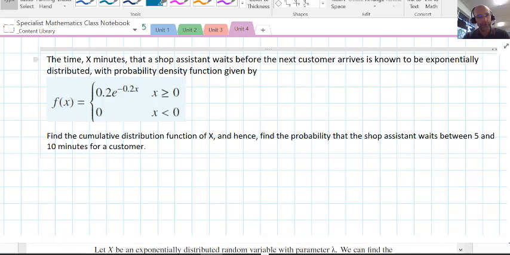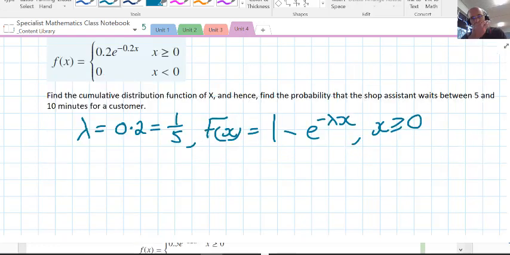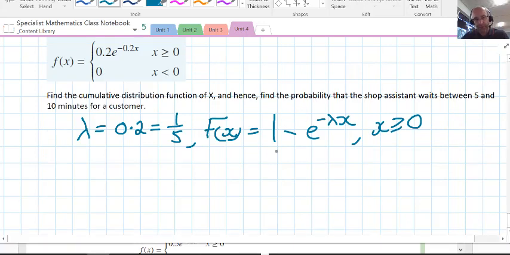And finally, we're going back to an example from the previous video. You can see the density function given by f of x there, and x is the minutes that a shop assistant waits before the next customer arrives. So it's exponentially distributed. What we've got to do is find the cumulative function of x and then find the probability that the shop assistant waits between 5 and 10 minutes for a customer. And so we have lambda equal 0.2 identified from the function. We're using the rule from previously there for x greater than or equal to 0. Notice that's a capital F because it's the result of integration.